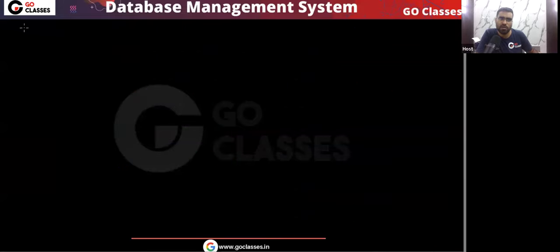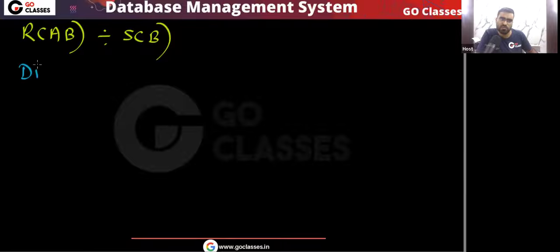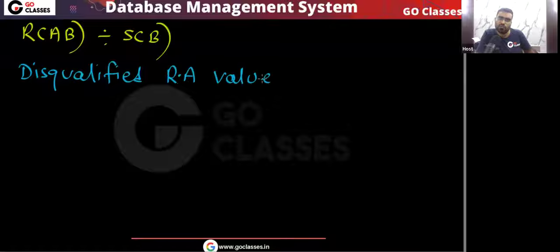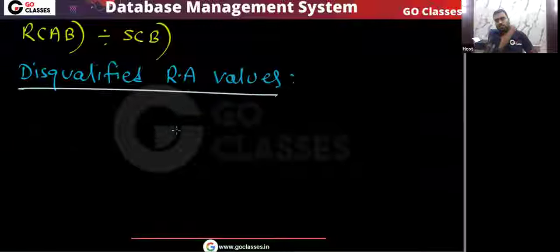This is what I want. I have R(A,B) divided by S(B). I want disqualified A values. Then tell me how to find this. Disqualified A values, R.A values which are disqualified, which means those which do not pair with some S.B values. So how to find the disqualified A values?